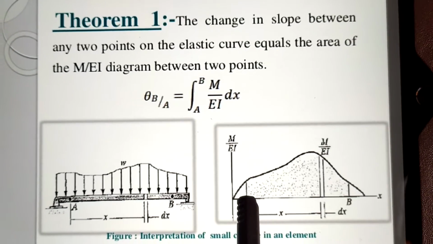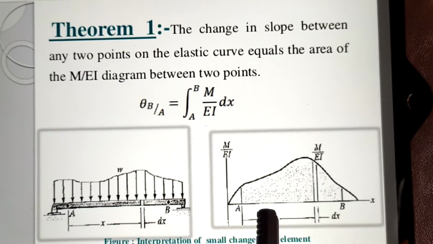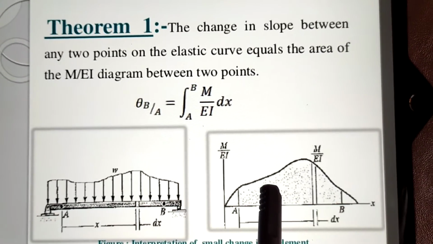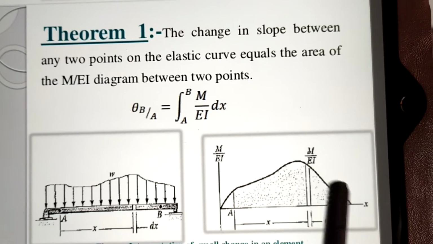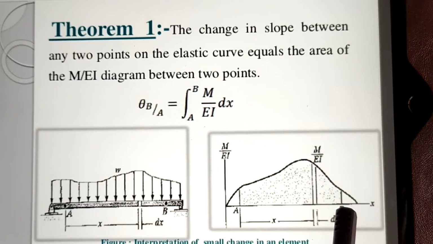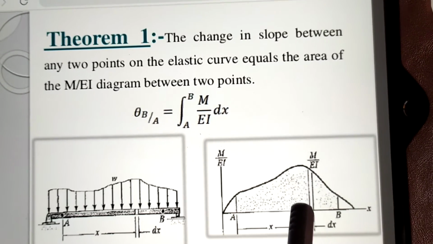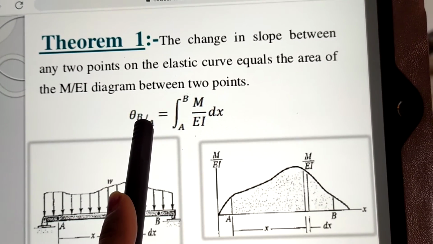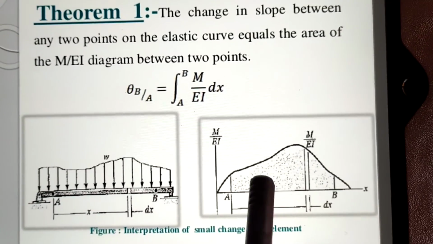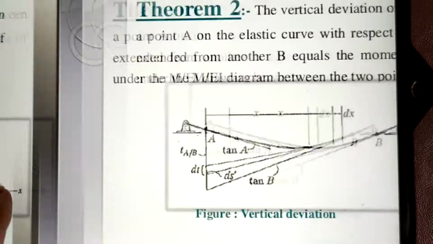The diagram is like this. Between A and B, this is the diagram of M upon EI, and this is the slope between any 2 points A and B on the elastic curve. If we are finding the slope between A and B, we have to calculate the area between these 2 points. The equation of slope theta is equal to the integration from A to B of M upon EI dx. So it means we have to find the area between these 2 points. It gives the slope.